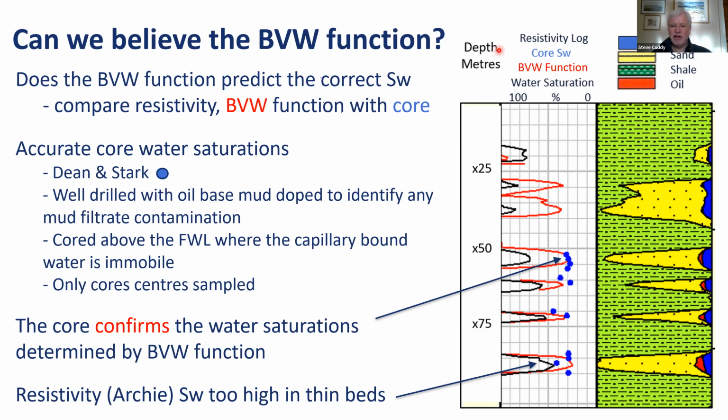Now, the BVW function matches these points, proving that it is correct. Whereas the resistivity log is off to the left. Why is this? It's because the resistivity log can be affected by conductive shales up to 20, 30 feet away. So it's very poor at identifying resistivity and hence water saturation in thin beds. This is why we believe the BVW function, because we compare it with quality core data.